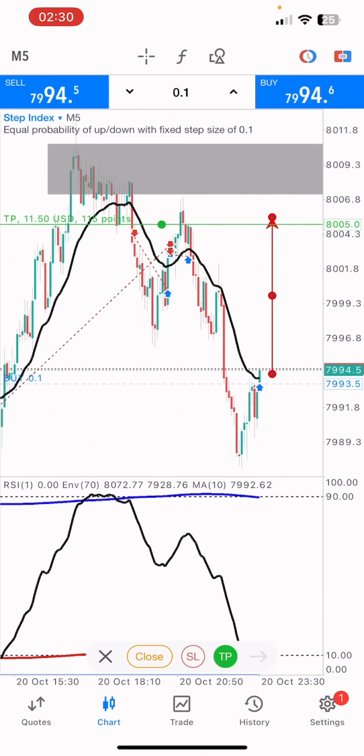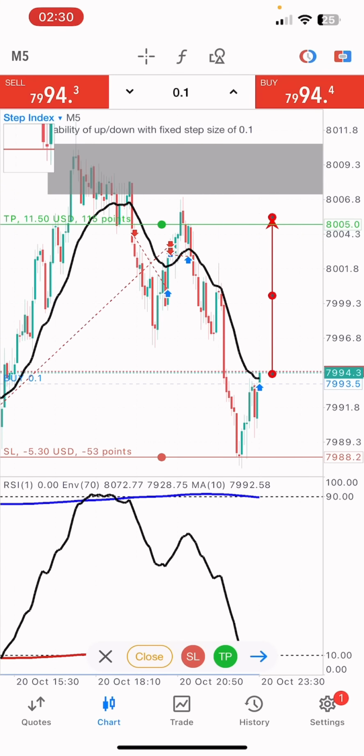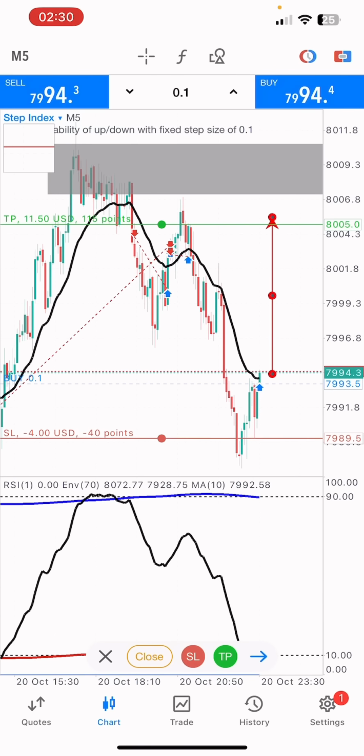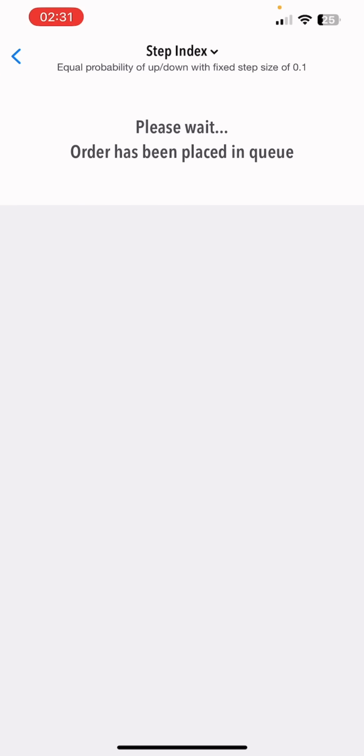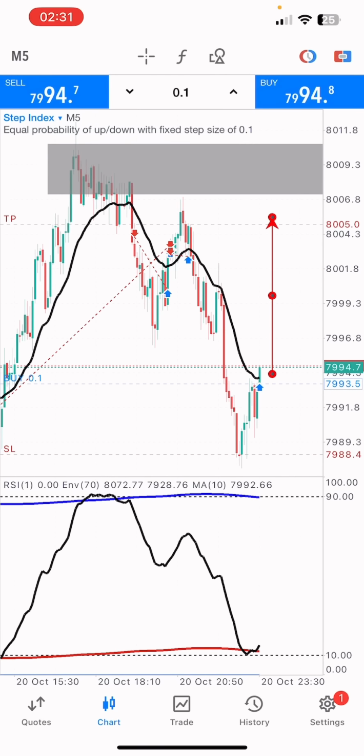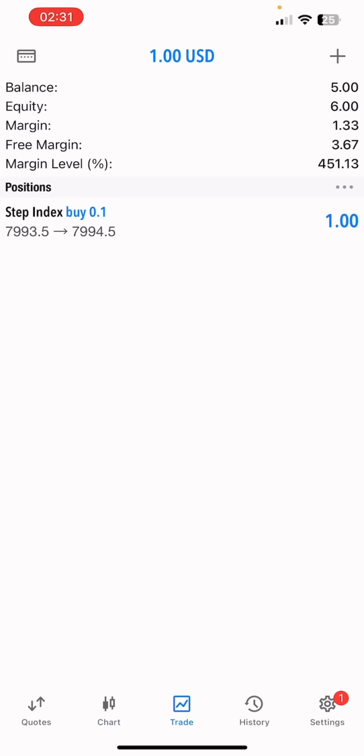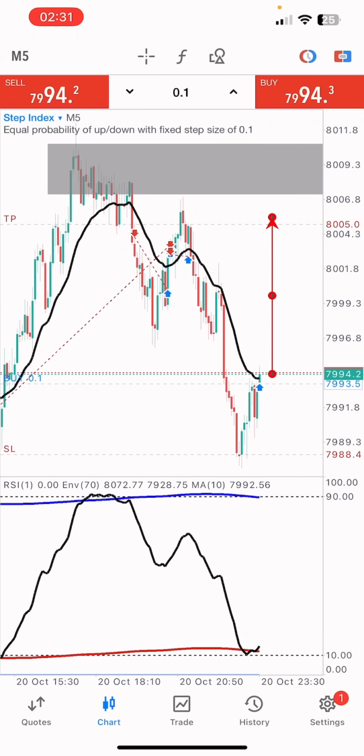Then if I want to set a stop loss, where am I going to set the stop loss? My stop loss is going to be this particular level. Maybe I want to risk $5 to make $10, 1:2 risk to reward ratio. So like this, but I basically don't use a stop loss. We are already up $1. So you just need to exercise patience for the trade to play out.